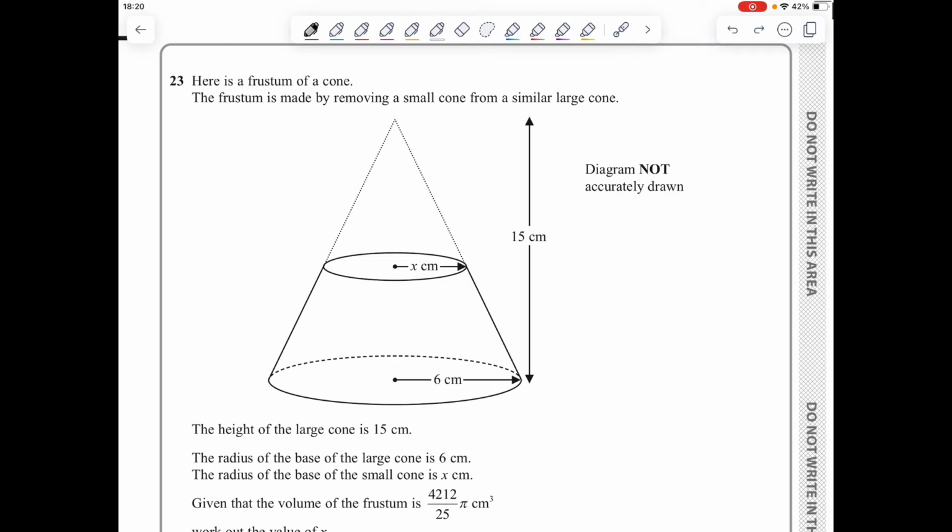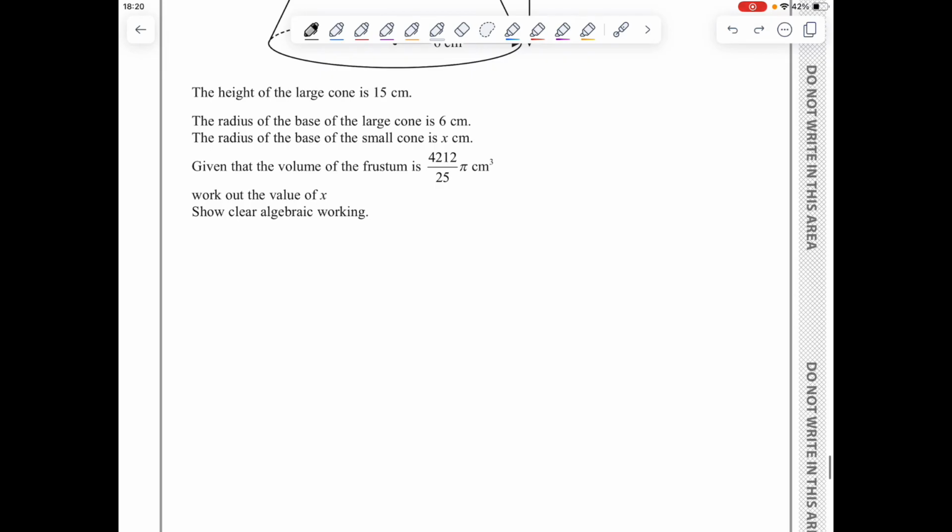For question 23, the volume of the given shape is equal to the volume of the large cone minus the volume of the small cone. Let's write this down. Volume of frustum equals volume of the large cone minus volume of the small one. The volume of a cone is given by the following formula. So let's substitute what we have in this equation.